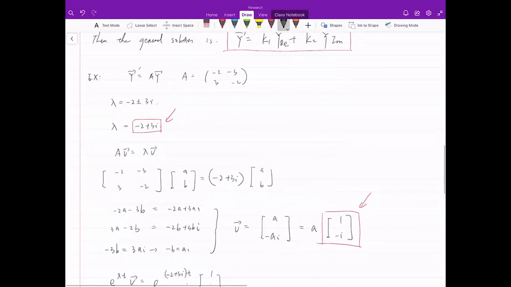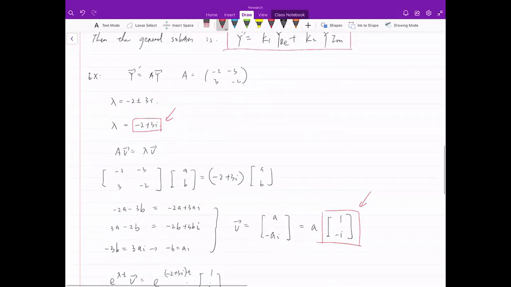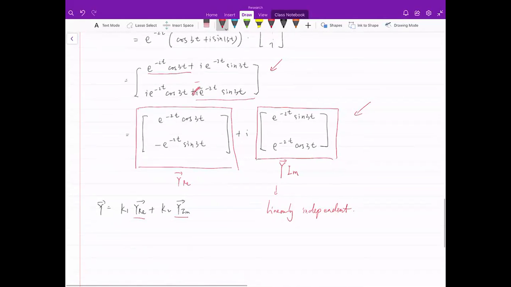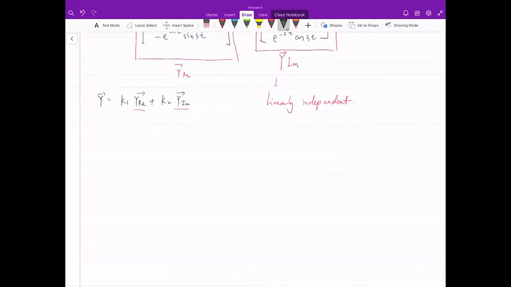If you're interested, remember we have two eigenvalues. The other eigenvalue is this one. Technically, you can repeat the whole process for the other eigenvalue. You will find, and it's always the case, that the two real and the imaginary solution you find will be identical to what we have here. Technically not identical, with a difference of multiplying a constant, okay? But when you do general solution, it really doesn't matter. So we can just pick one. Produce the same answer. Okay. Sounds good?